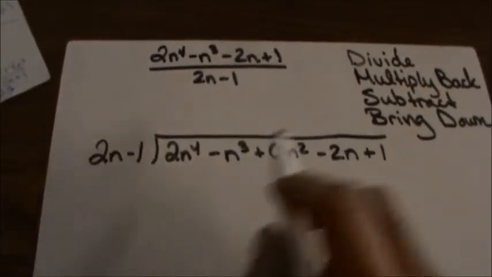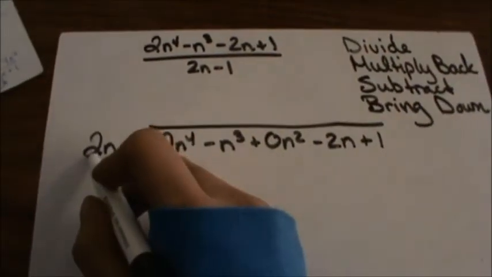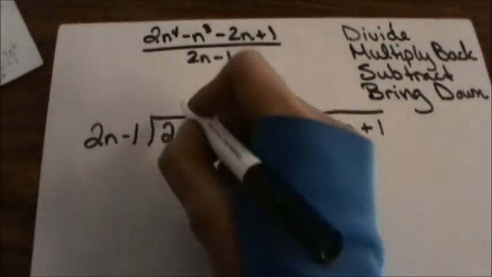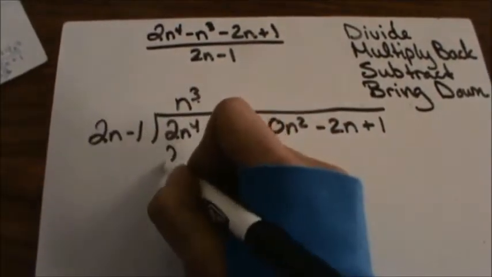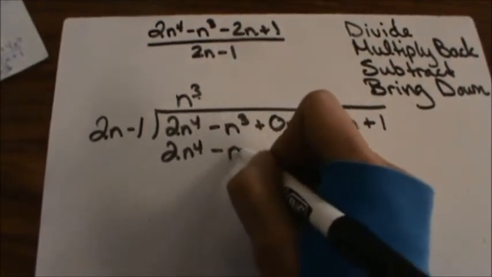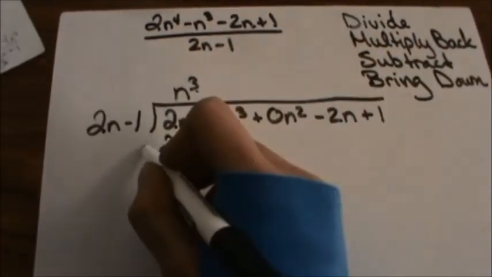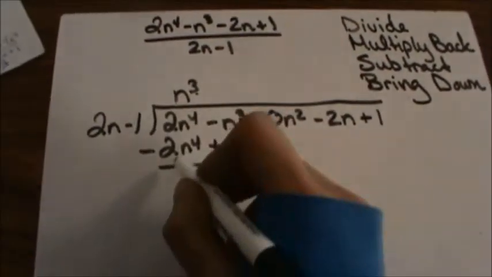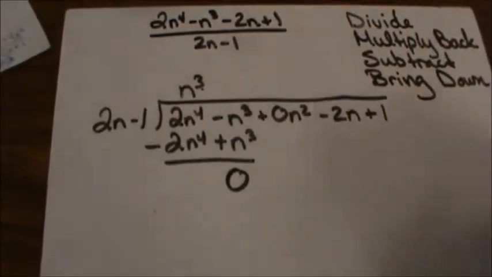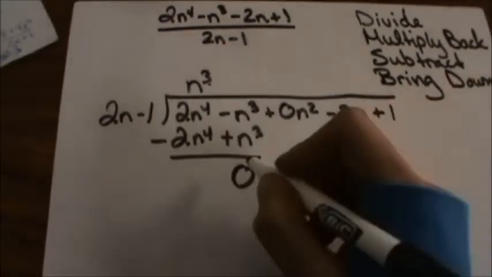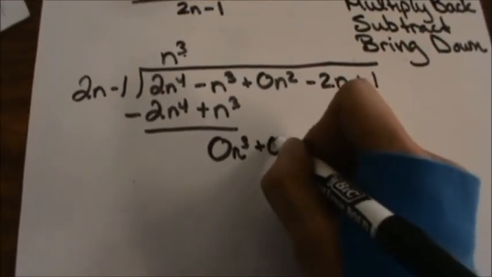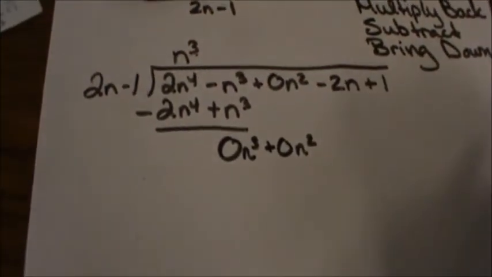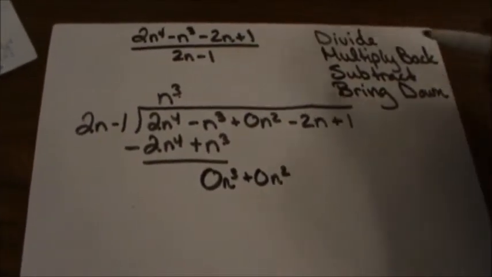Now, I can go through my steps here. Start with division. How many times does 2n go into 2n to the 4th? n cubed. Multiply back. 2n to the 4th minus n cubed. Subtract. So I change my signs here and I get 0 here. And now this is interesting because I get 0 here. That's fine. Let's keep going with the problem. I'm going to throw a variable onto the end of this just to see what happens. When I bring down, I'm really bringing down another 0 term. It's alright, let's keep going with our steps and see what happens.